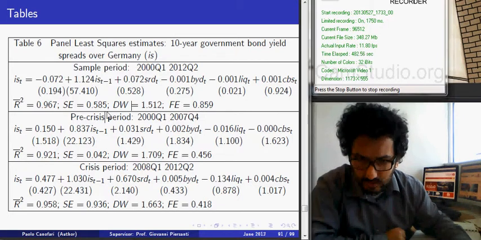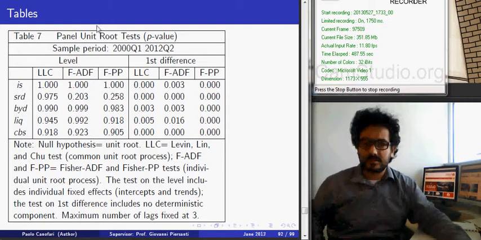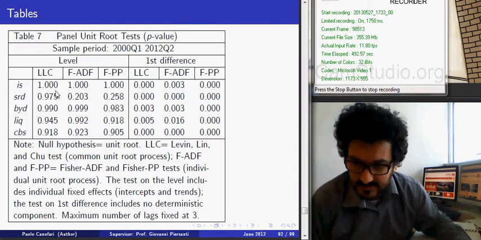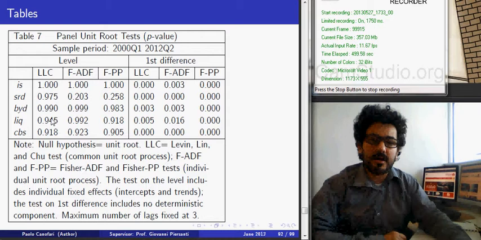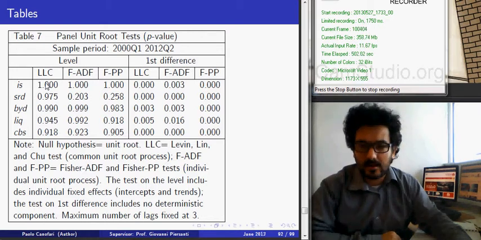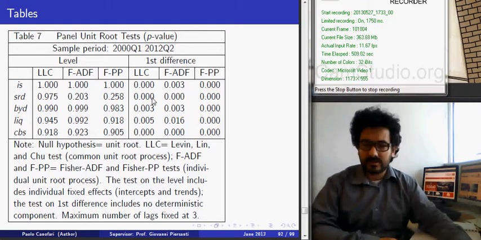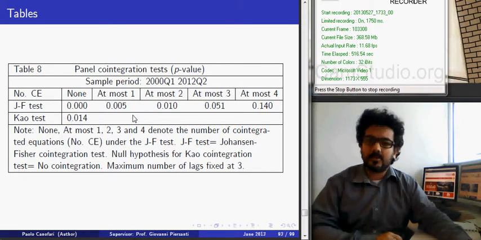So we start with the unit root test, the panel unit root test in the whole sample period, and what we can see from this test is that at level we cannot reject the hypothesis that the series have a unit root, but we can dismiss this hypothesis in first difference. So this means that variables are integrated of order 1.